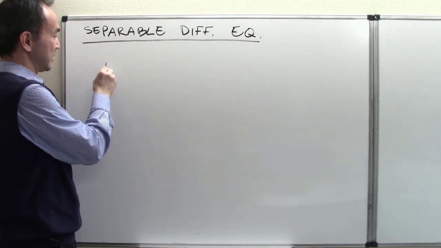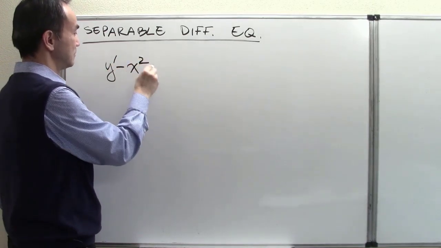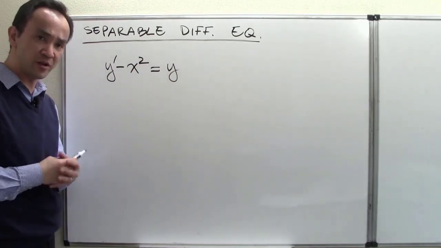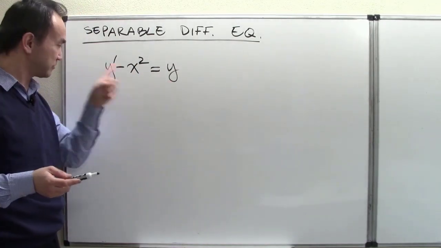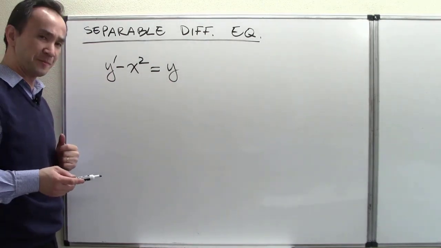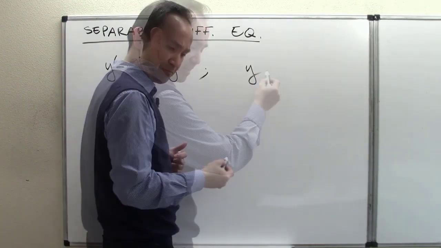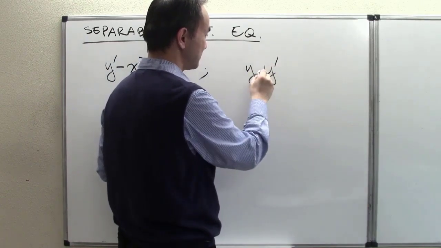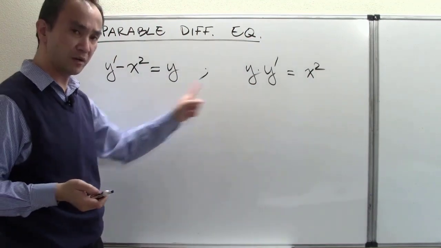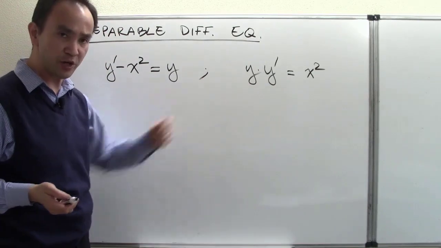So from our understanding, an equation like this, y prime minus x squared equals y, this is a differential equation because there's the unknown function and its derivative involved. It's a differential equation. Okay, and another equation, y times y prime equals x squared. Any one of these two examples is an example of a differential equation.